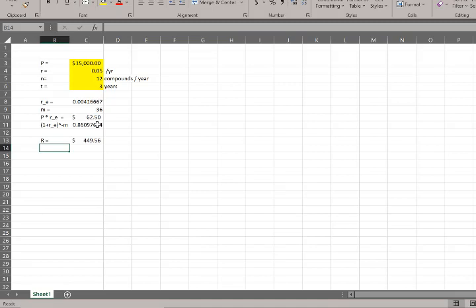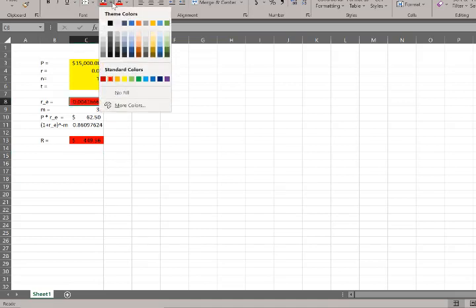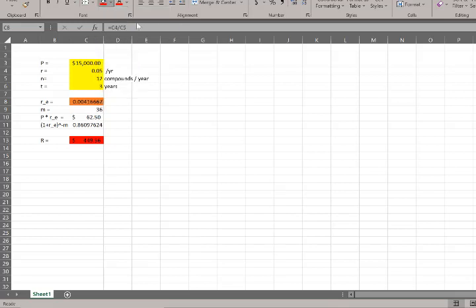Right, which is what we got before, $449.56. So let's go ahead and highlight that in red, since that is one of our main outputs. We'll also be outputting with this one. That's a little dark. Yeah, orange is a little bit easier to see.